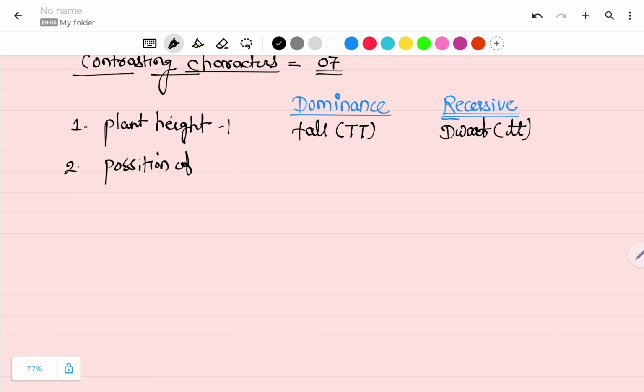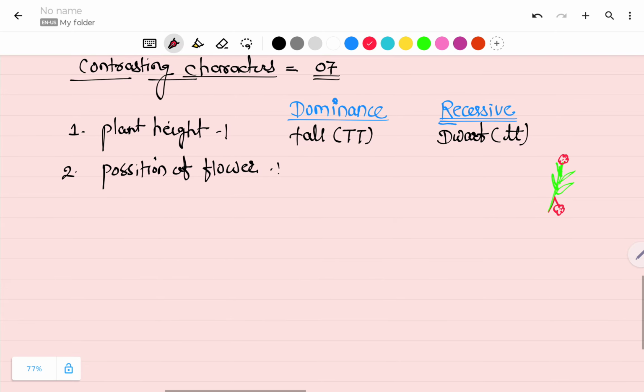Now the second character, position of flower. There are basically two positions of the flower. For example, suppose this is the pea plant. In this pea plant, consider the position of the flower. Suppose one flower is growing in the upside region, or one flower is growing here, in the downside region.